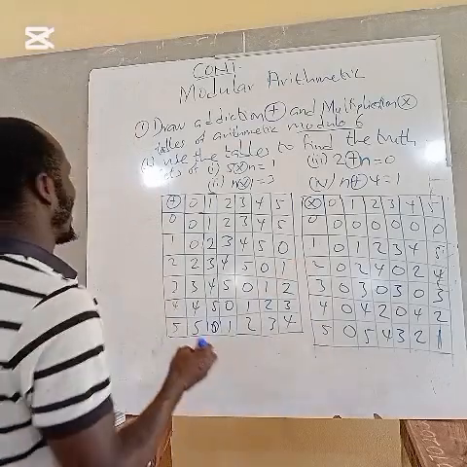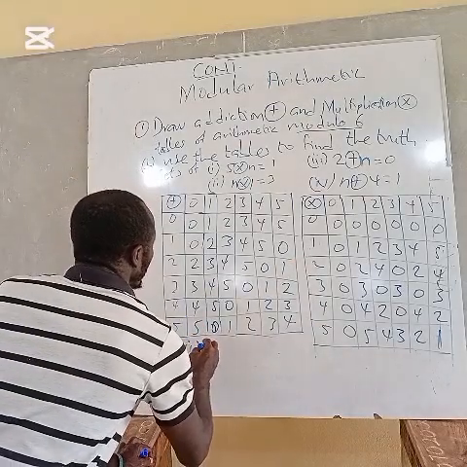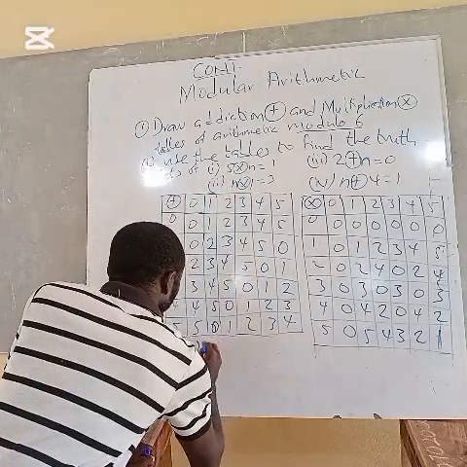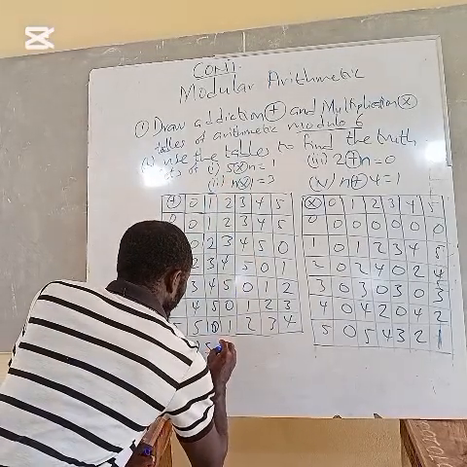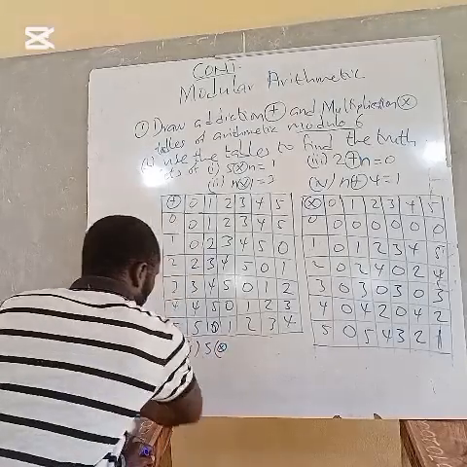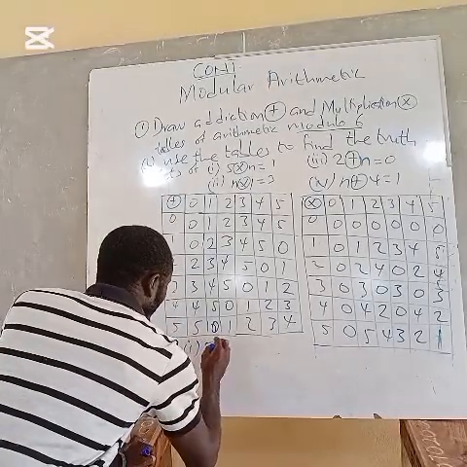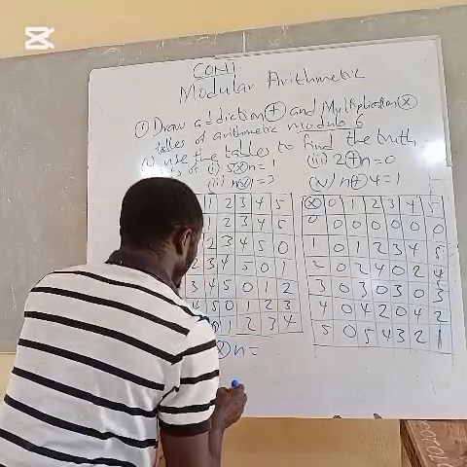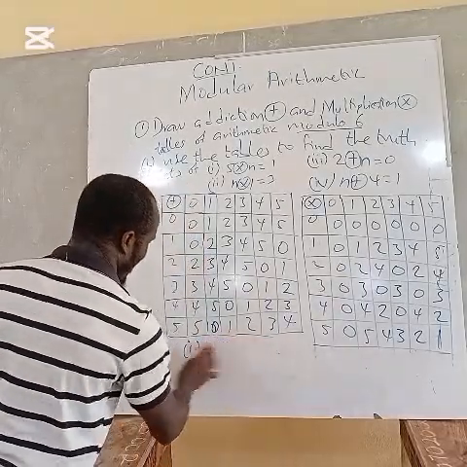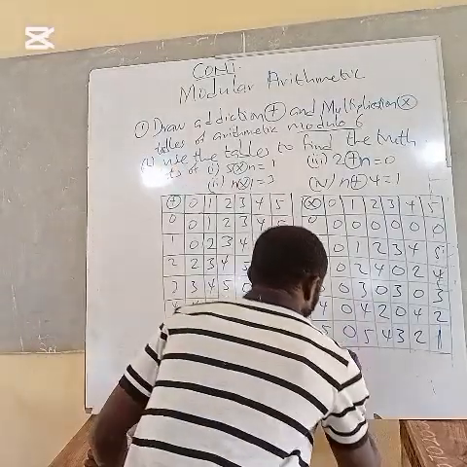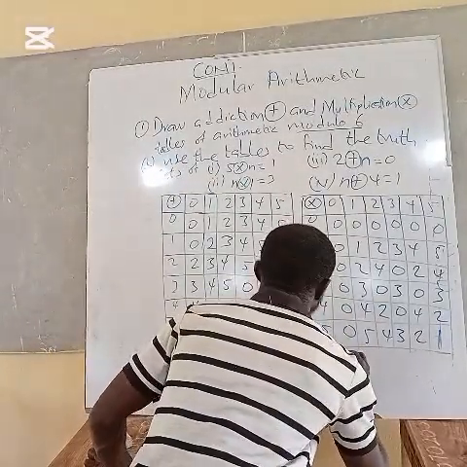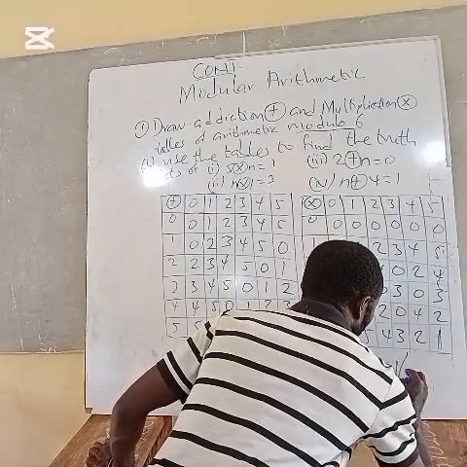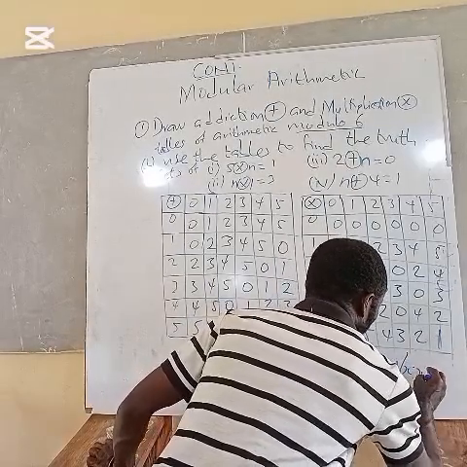So let's take question I. Question I says, 5 times n is equal to 1. Let's take the multiplication table here. So if you find a true set, so s is equal to s.